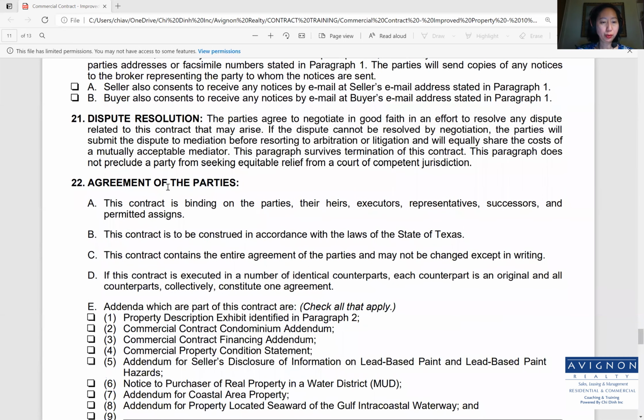Paragraph 21, dispute resolution. The parties agree to negotiate in good faith in an effort to resolve any dispute related to this contract that may arise. If the dispute cannot be resolved by negotiation, the parties will submit the dispute to mediation before resorting to arbitration or litigation, and will equally share the cost of a mutually acceptable mediator.